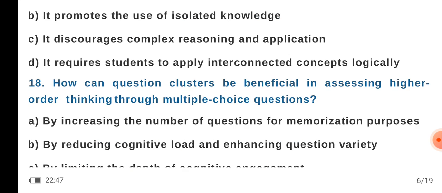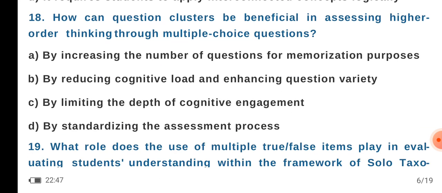Number 18. How can question cluster be beneficial in assessing higher order thinking through multiple choice question? Letter A, by increasing the number of questions for memorization purposes. Letter B, by reducing cognitive load and enhancing question variety. Letter C, by limiting the depth of cognitive engagement. Letter D, by standardizing the assessment process.